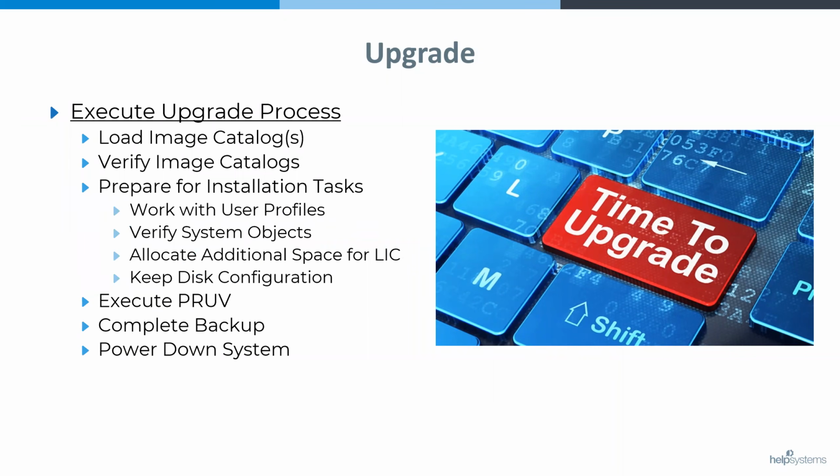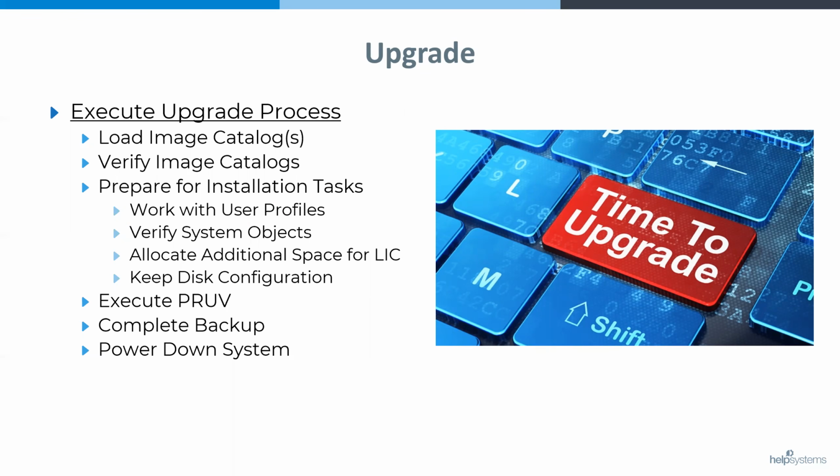From an upgrade perspective, these are the steps. We're going to load the image catalogs and verify them. We're going to execute a couple of the pre-upgrade installation tasks again, depending upon the amount of time that has elapsed since it was first done. The biggest one is to verify that I don't need to do a reclaim storage, and that the license internal code disk space was allocated. We're going to re-execute the PRUV again, just for sanity.